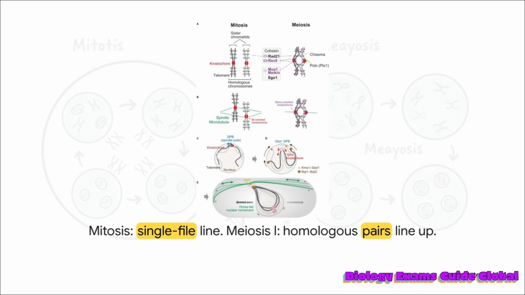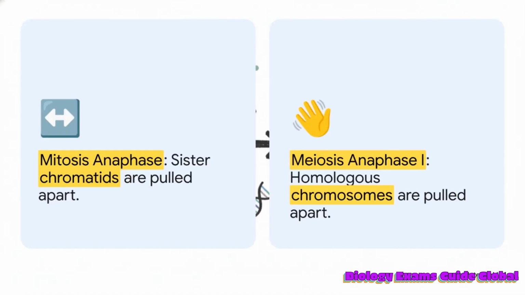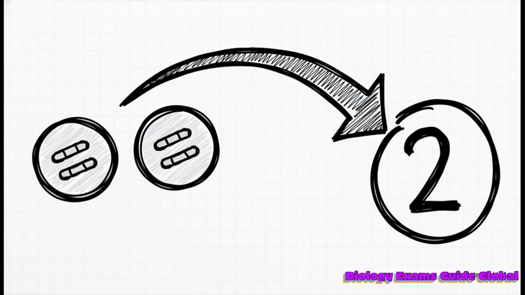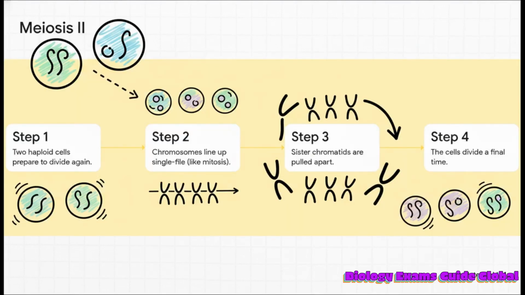This is critical. And that's the move that actually reduces the chromosome number in meiosis. They pull the pairs apart. But wait, meiosis isn't done. It actually goes through a whole second division. This second stage, meiosis II, looks a lot like mitosis, but for those haploid cells.